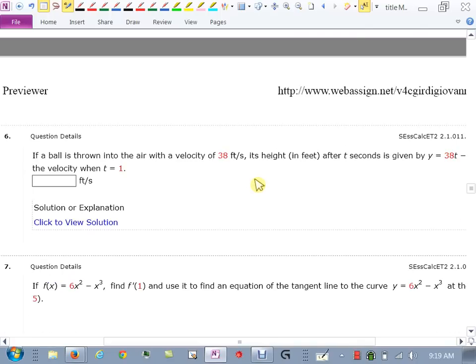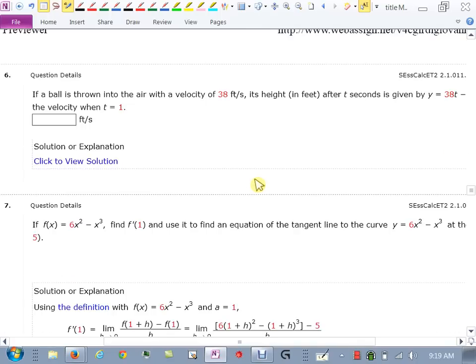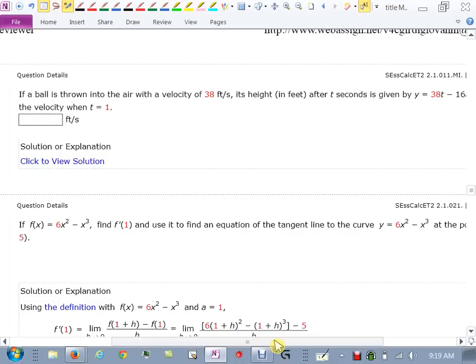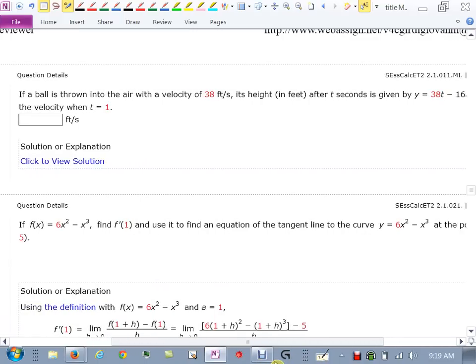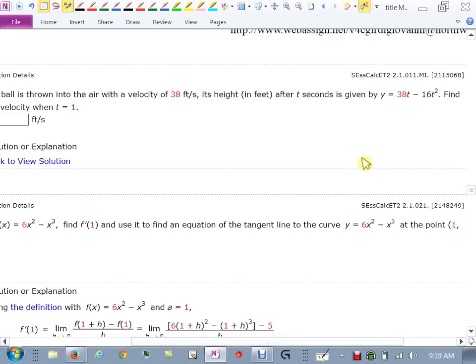Long problem there. Okay, if a ball is thrown into the air with a velocity of 38 feet per second, and its height in feet after t seconds is given by this equation, find the velocity when t is 1. So what we basically want to know is, if we look at this as a curve, what's the slope of the tangent line at 1. That's what the velocity is. It's the slope of the tangent line at t equals 1.